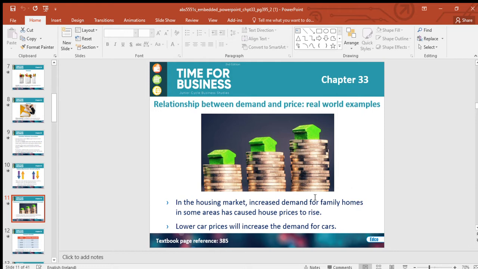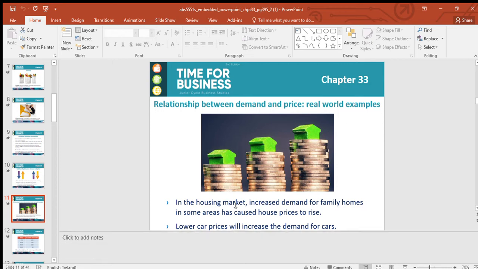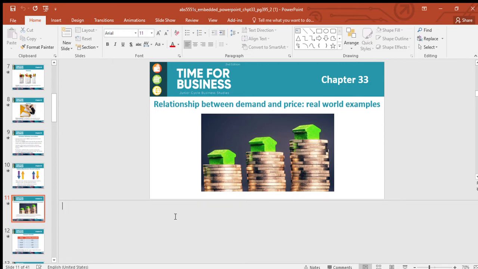Lower car prices will increase the demand. That's the opposite: as the price drops, the demand will increase. What you're going to see here is increasing demand, prices rise. So if you literally write down here, if demand increases, prices increase.